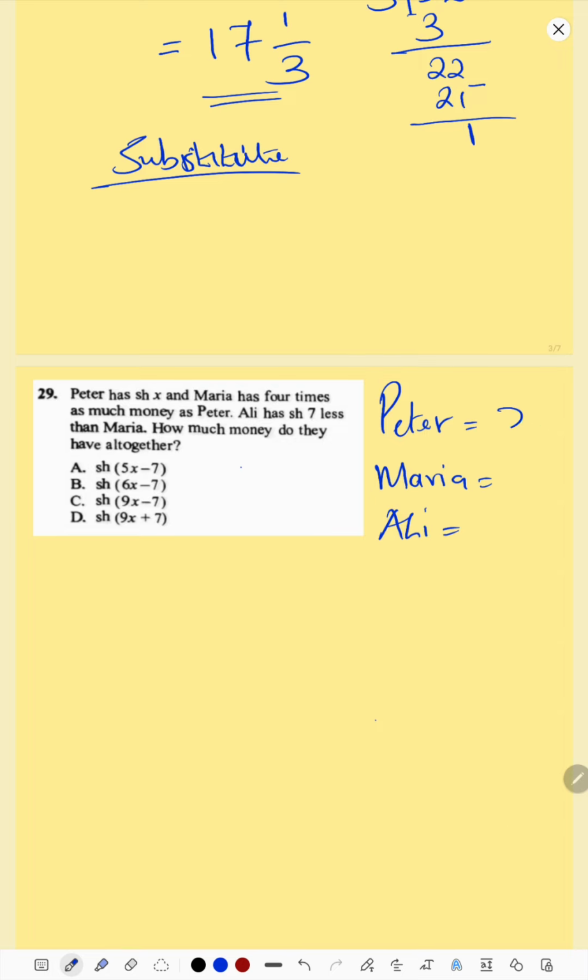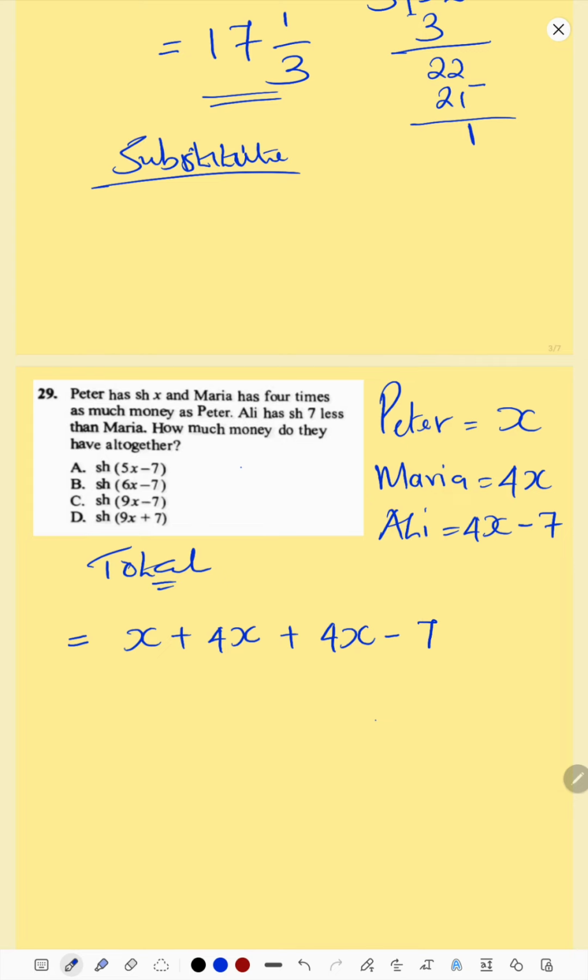So Peter has X shillings. Maria has 4 times as much money as Peter. So 4 times will be 4X, right? Then Ali has 7 less than Maria. If Maria has 4x, Ali will be 4x minus 7. The question is, how much money do they have all together? So what we are looking for is the total, right? So we are going to add all of them together. So it will be x plus 4x plus 4x minus 7.